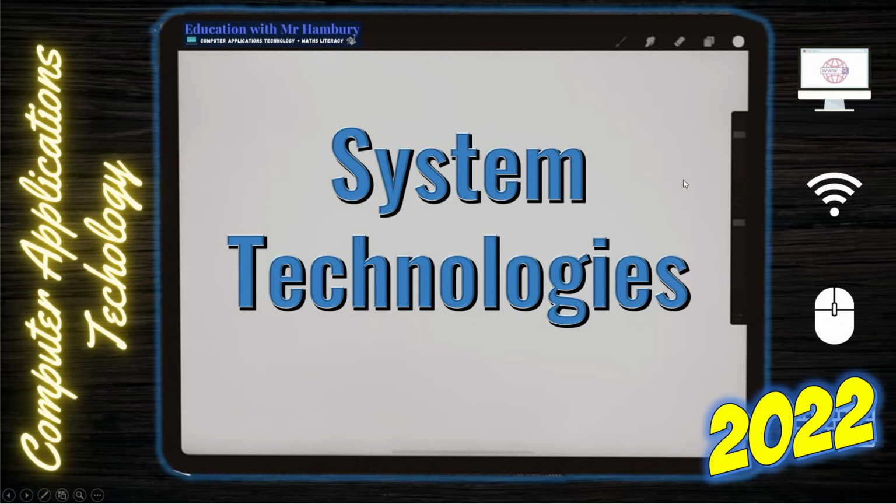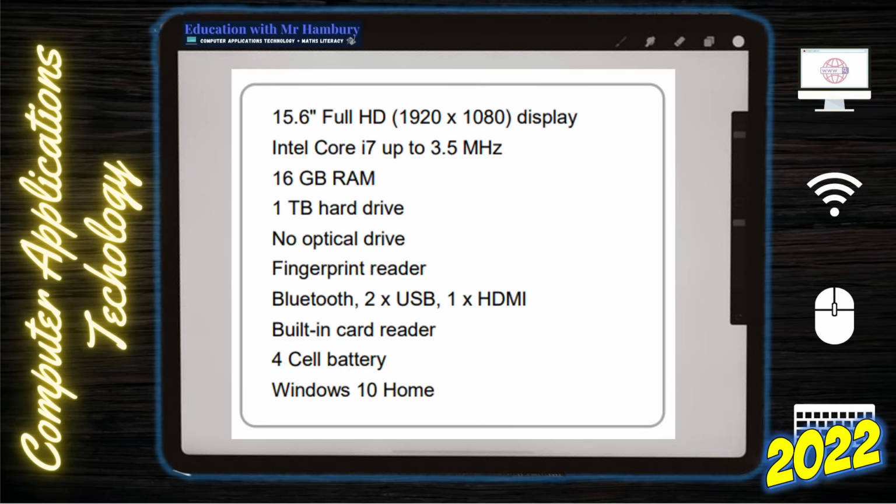Okay. Then we move on to system technologies. And here we start getting different questions. And this is grade 12s. Please, you must understand these specs. When you see these specs, you must already, before you even look at the question, begin to say, okay, so I've got a full HD.